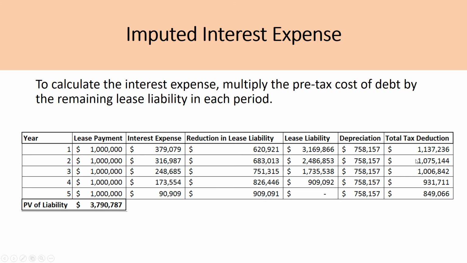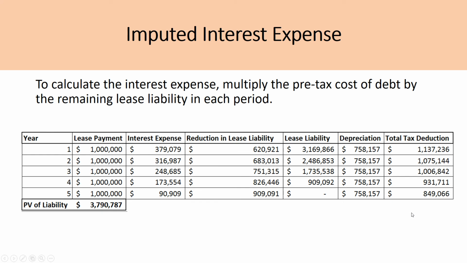We then add this charge with the imputed interest charge to get our total tax deduction in year 2 of $1,755,144. Now, a cool trick is that if you add up all these things, you'll get the $5 million initial charge, right? So 5 times $1 million lease payments equals $5 million, and if you add up the total tax deduction, it sums up to $5 million, okay?